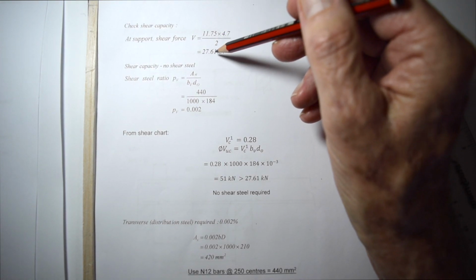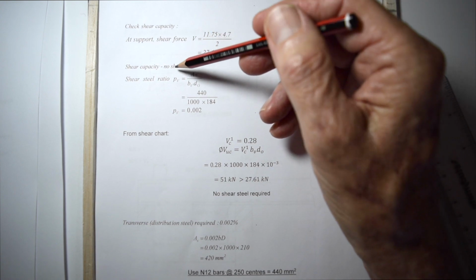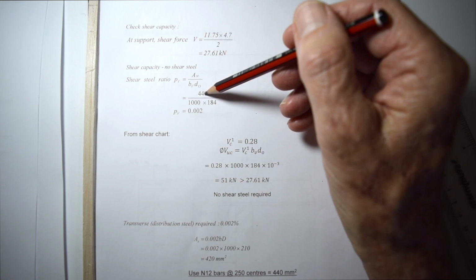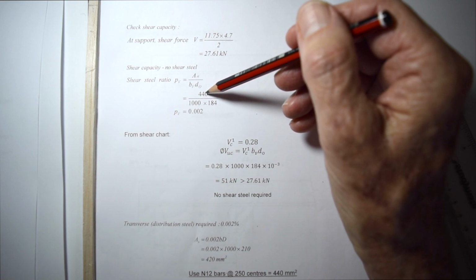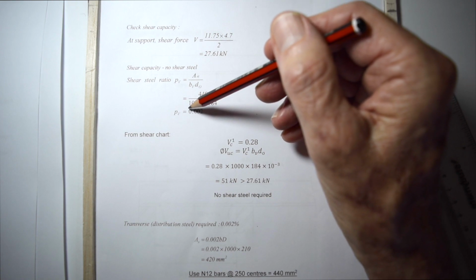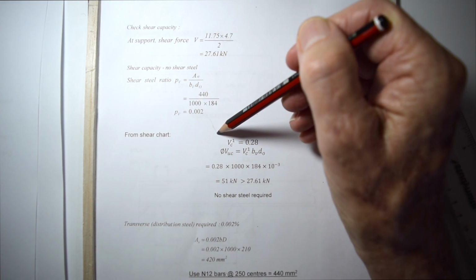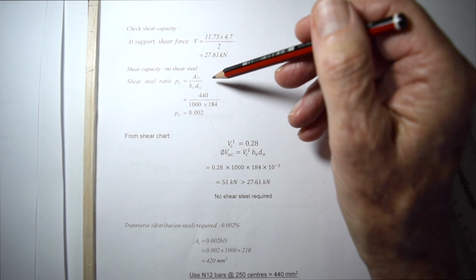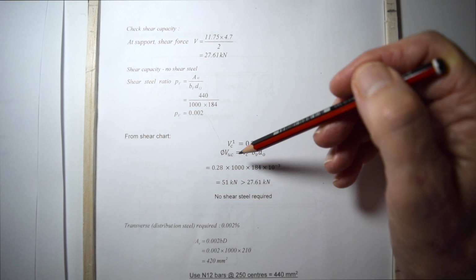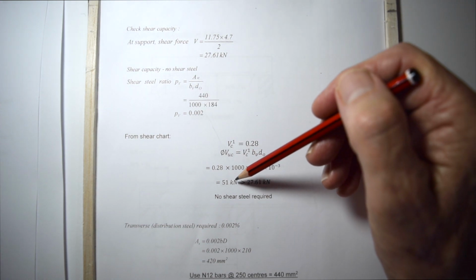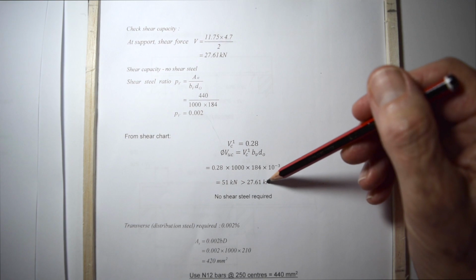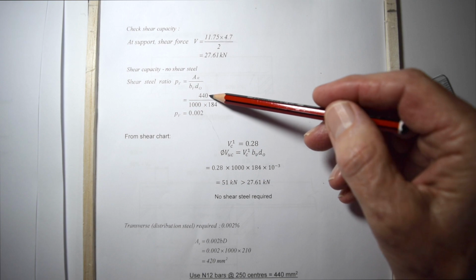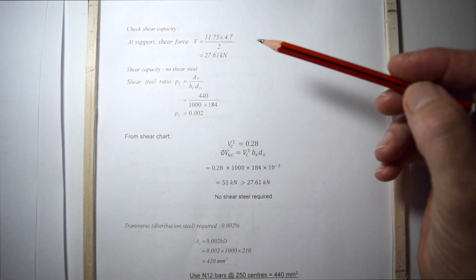Total load divided by 2 gives 27.61 kilonewtons. The shear capacity with no shear steel at all, only your main steel that we've just selected, those N12s at 250, working through your normal shear calculations as we did previously, you'll find that the shear resistance of this slab is 51 kilonewtons, which is far greater than the actual shear force. So you don't need any shear steel at all. That positive steel running through the bottom of the slab is more than adequate.